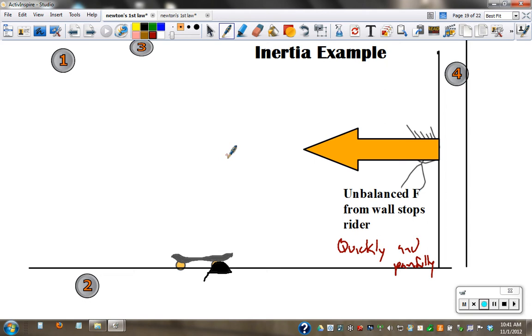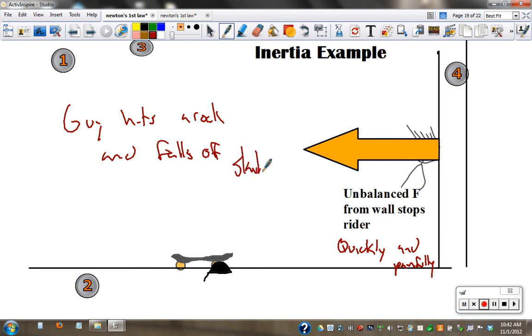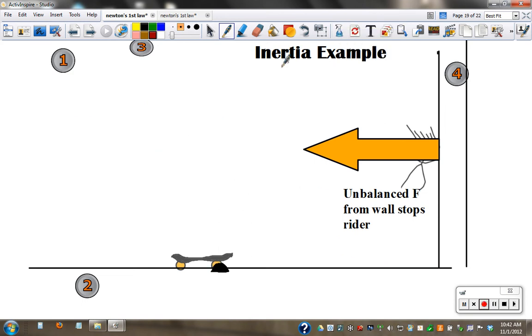That's comic strip number one. So what we've done is we've taken the sentence, a guy hits a rock and falls off skateboard, and we've made it technical, and we've used our vocabulary and concepts from this topic, from this unit, in order to describe what's happening. And that's going to be your test question. I'll show you a video or give you a scenario, and you'll have to describe what's happening.